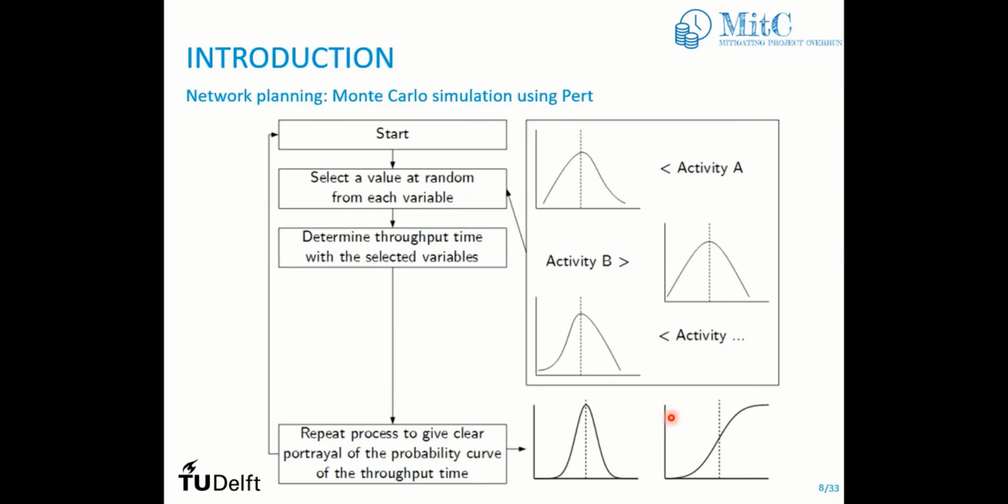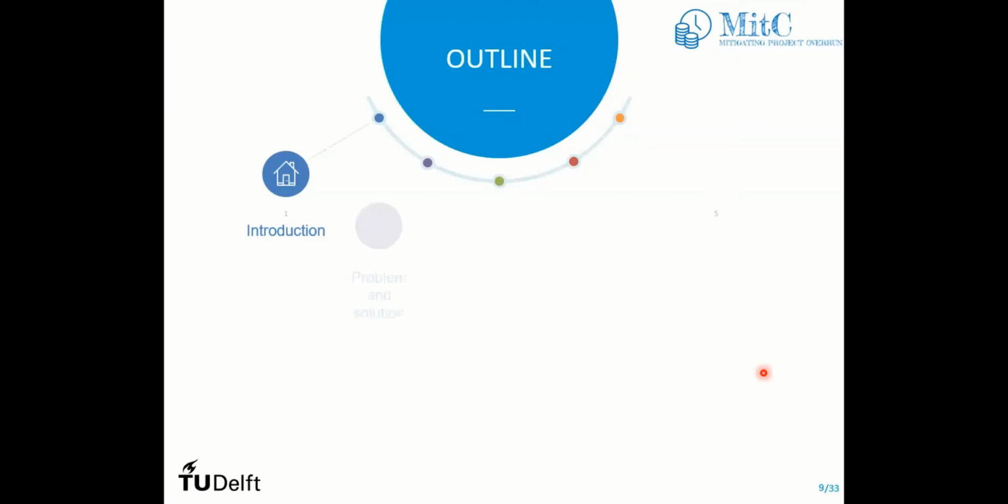Okay, we continue. So what I showed you here is the deterministic approach, and the step further is the probabilistic approach. The difference between these two is that durations are no longer constant. So that was the basic information. Now we go to the next chapter of our presentation.